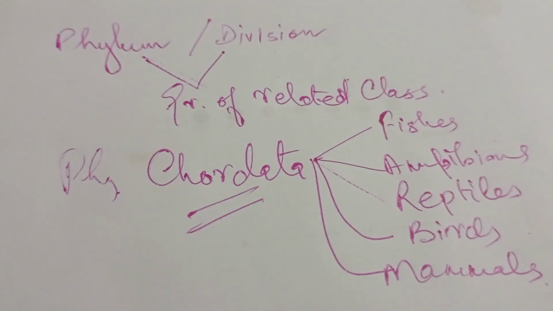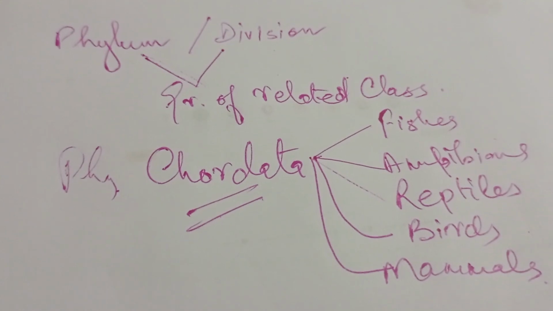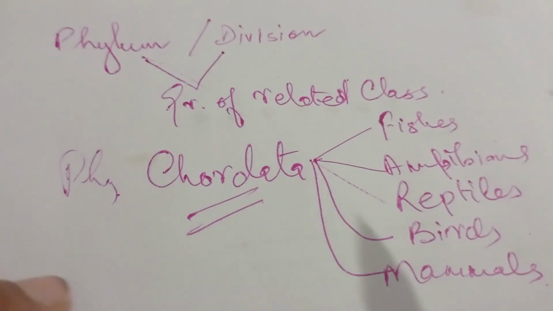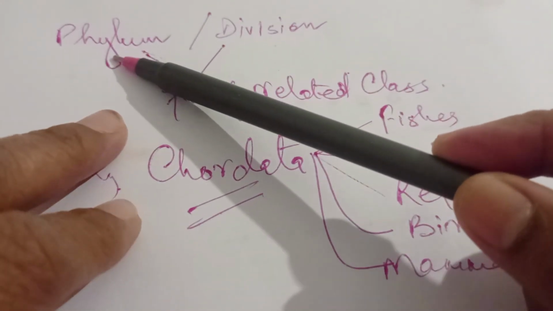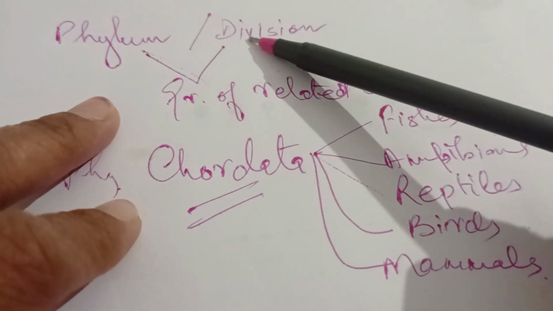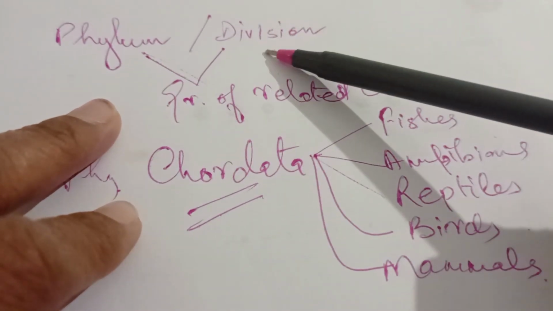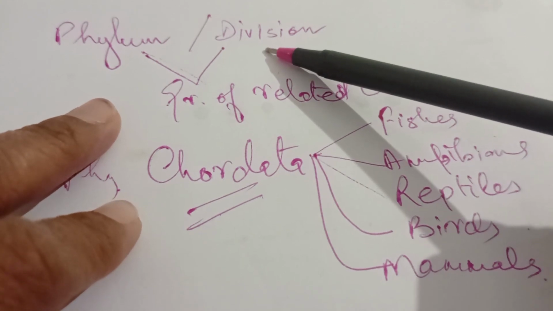In this video, we are continuing from our last topic, that was taxonomic categories. In our last video, we completed up to the category class. Now in this video, we will start from the next higher category, that is phylum. Above class comes phylum or division. In animals, we call it phylum, and in plants, we call it division.